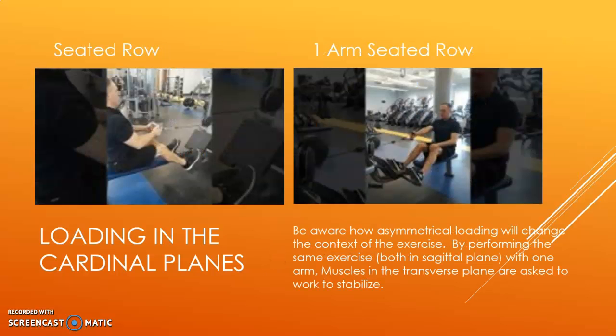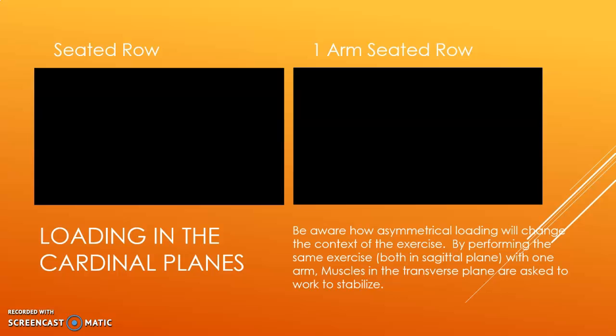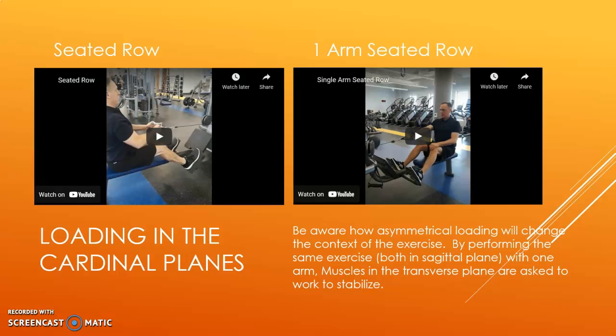If we take this a step further, and we look at this asymmetrical loading on a different exercise, now we have this pulling exercise and the elbows dropping down to the side of the body. So we know it's going to be more of a sagittal plane type of exercise.